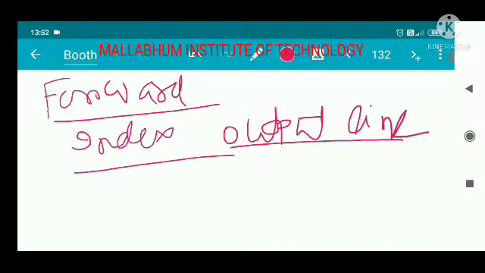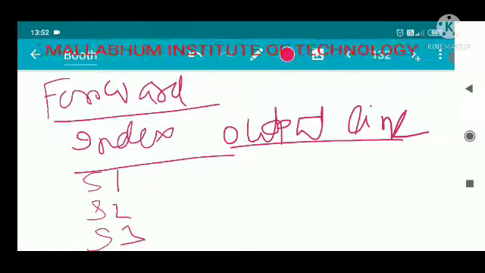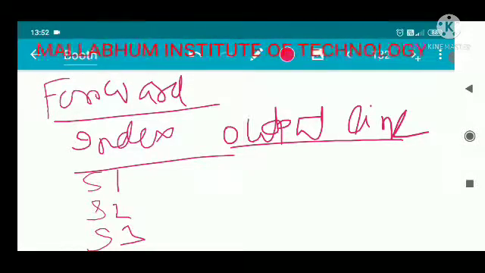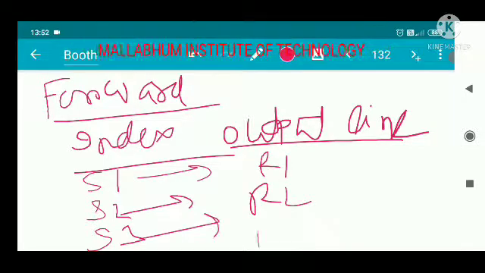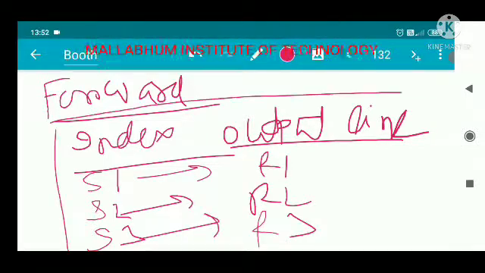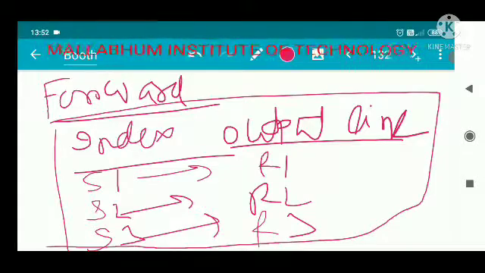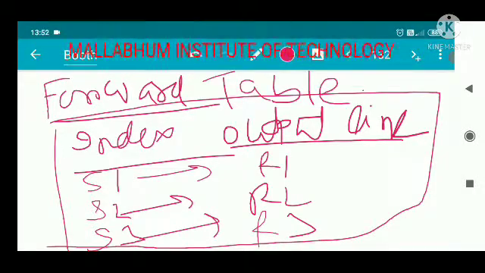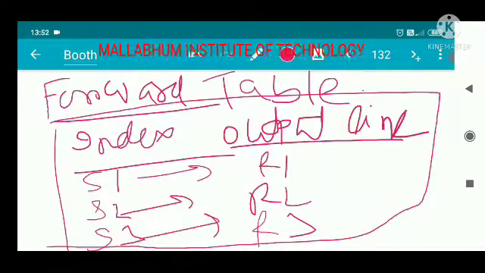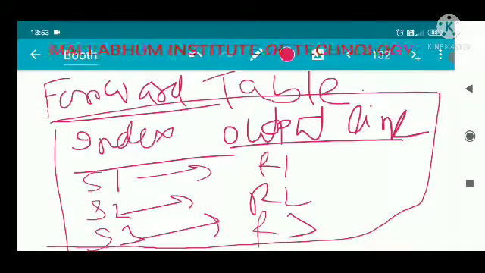Suppose there is an index: source 1, source 2, source 3, and which router it will go to, like R1, R2, R3. The router consults this forwarding table and decides its path, and through the routing algorithm it can also choose its path. So that is another thing.